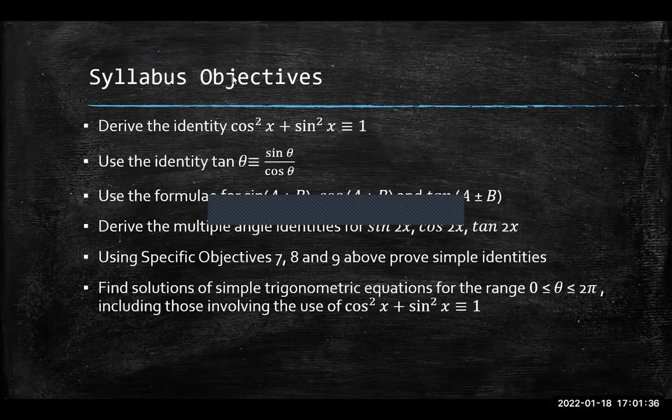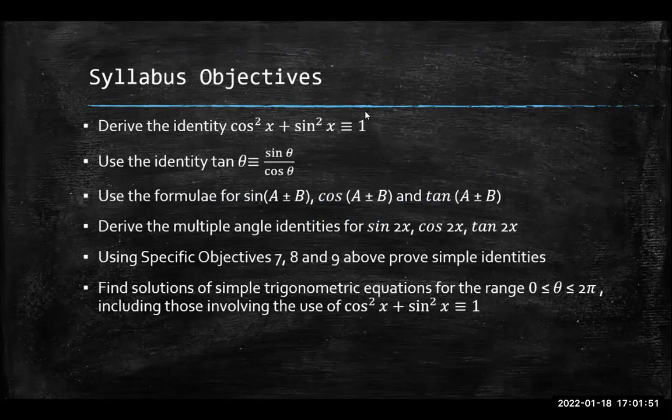Of course, you need to know your syllabus objectives so you know exactly what you need to learn for your exam. So they expect you to know how to derive the identity cos squared x plus sine squared x is equivalent to 1. You learn about this symbol just now, right?